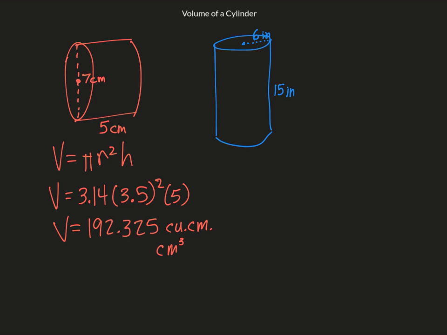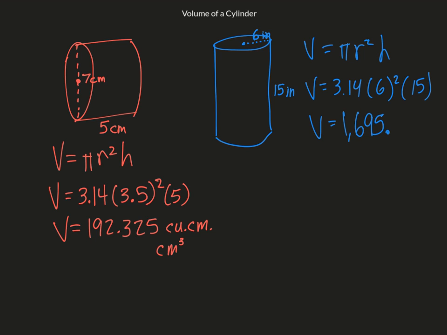Again, I'm going to write my formula. Pi r squared h. 3.14 times 6 squared times 15. I got 1,695.6 cubic inches. And again, I can either write in cubed or cu in.